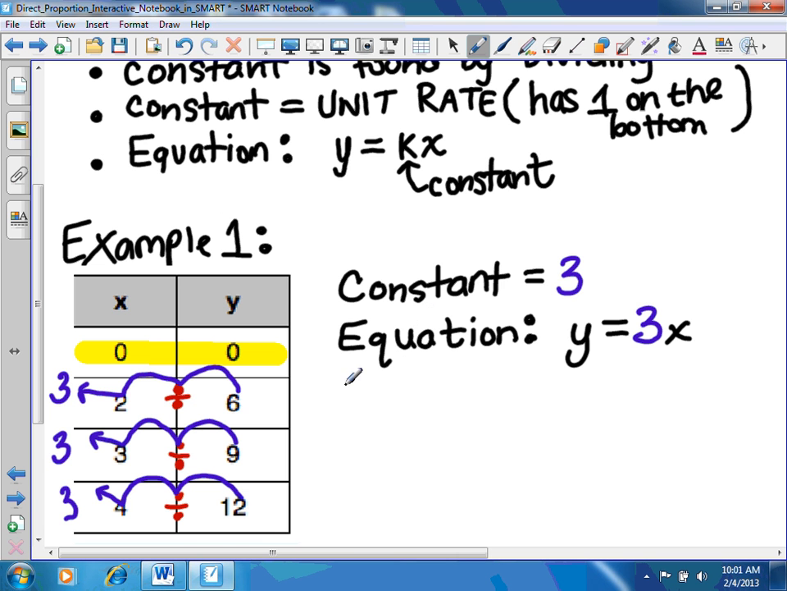Okay, now what if I ask you to graph this? You've got to graph using ordered pairs.